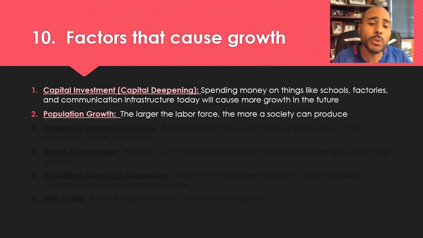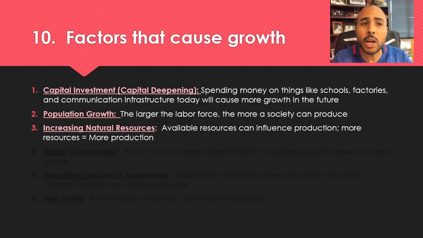Now, population growth is something else that can help our economy grow. The larger our labor force becomes, the more that we can produce in our society. Something else that can help our economy grow is having more natural resources. Remember that available resources influences our production. Just think of our production possibilities frontier. When we get more resources, the amount of stuff we can produce grows. So more resources equals more productivity.